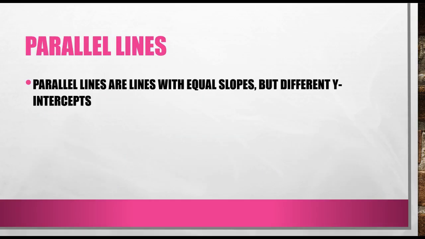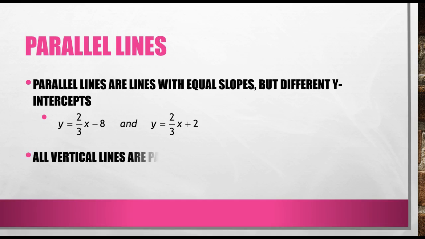As a review, parallel lines are lines with equal slopes but different y-intercepts. So an example would be y equals 2/3 x minus 8 and y equals 2/3 x plus 2. Both of these equations have a slope of 2/3. We also need to remember that all vertical lines are parallel. So two examples of vertical lines would be x equals 3 and x equals 5.